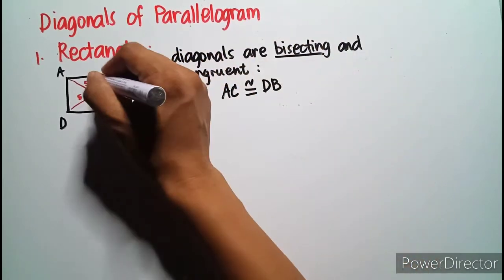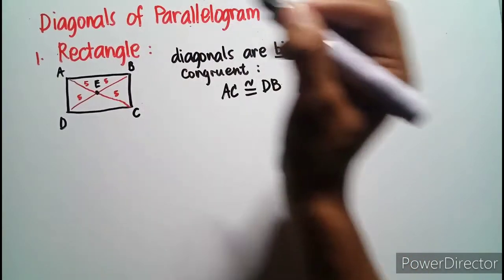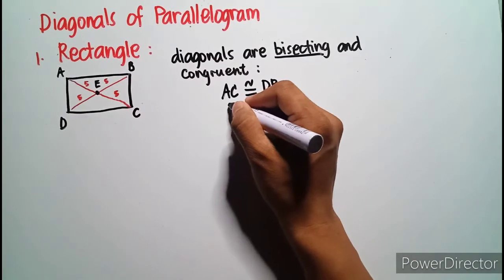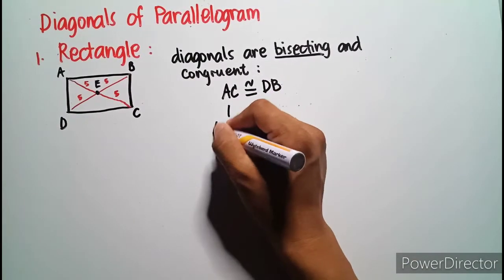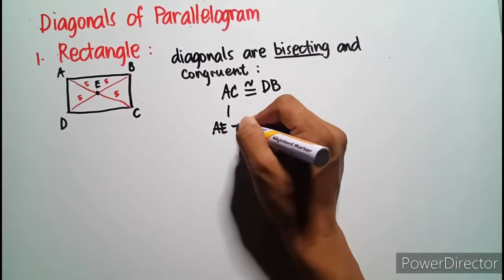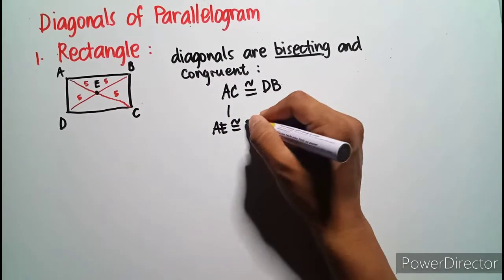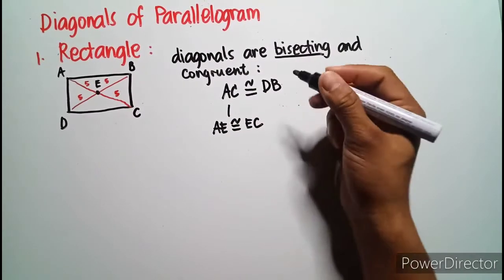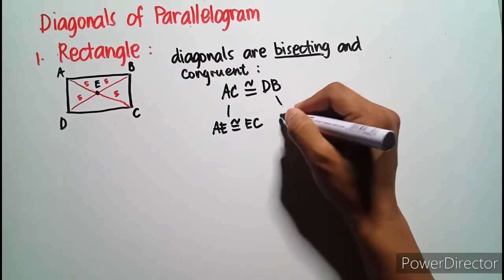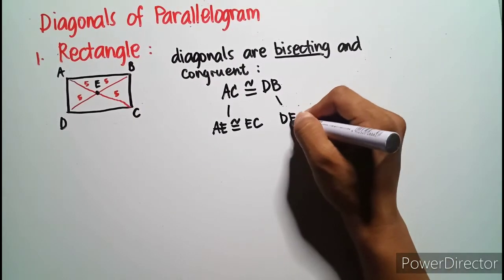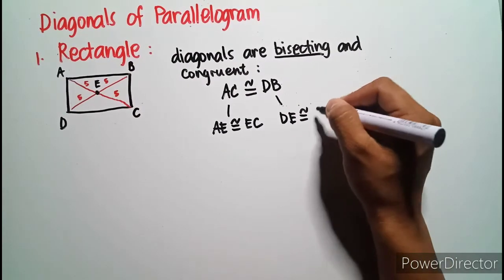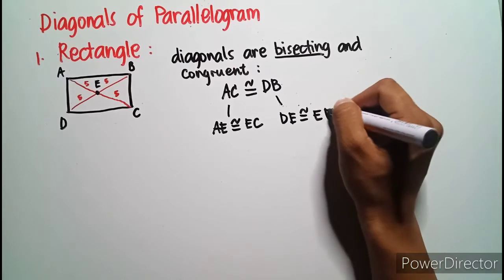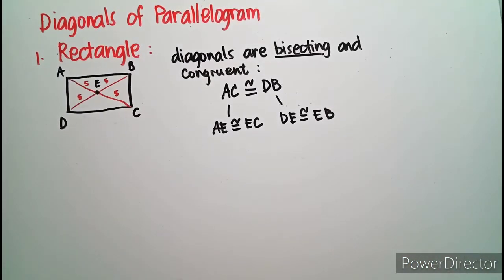Okay? So, let's name this E. So, kay diagonal AC, pwede nating sabihin na si AE is congruent to EC. At para naman kay DB, si DE ay congruent kay EB. So, that is the diagonal for the rectangle.